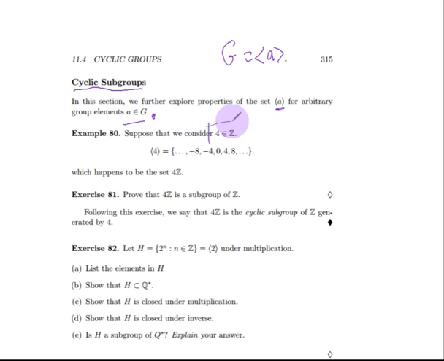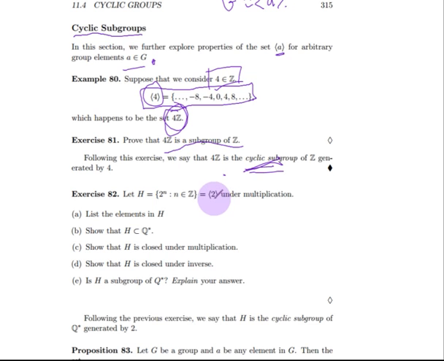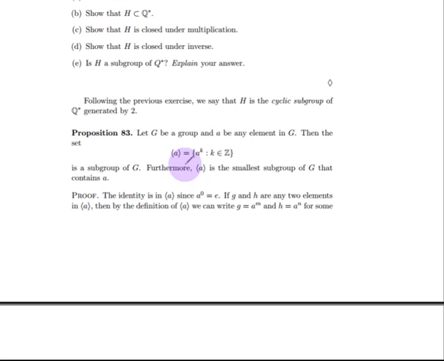Consider, for instance, the integer 4 under the operation of addition. By repeated operation of 4, that generates the set 4Z. And in fact, 4Z is a subgroup of Z, as was shown before. Now, since 4Z is generated by angle brackets 4, it's a cyclic subgroup. It's not all of Z, but it's a subgroup, and it's cyclic because it's generated by 4. Okay. Some more examples of cyclic subgroups.